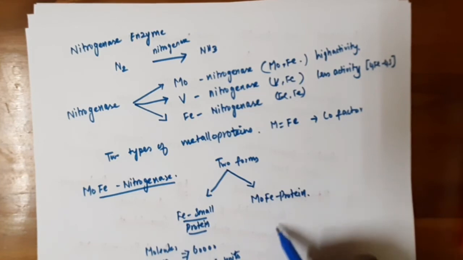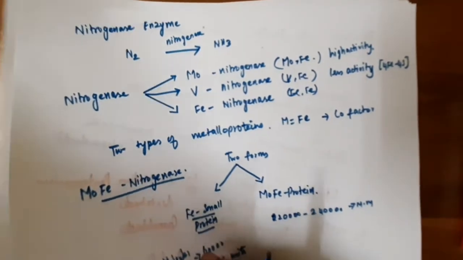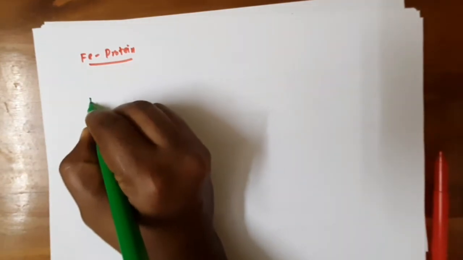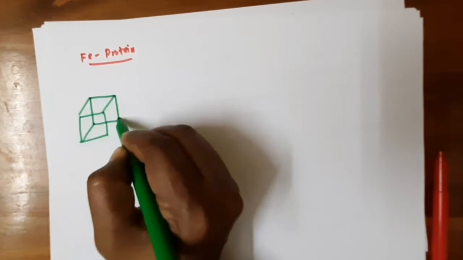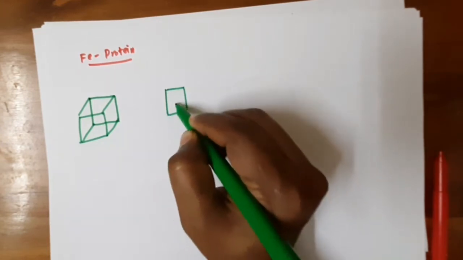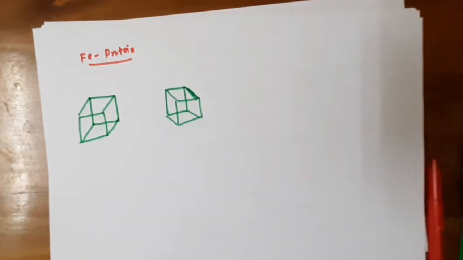And if you see the molybdenum iron protein, the molecular mass is around 220,000 to 240,000 units. Let's see the structure of the molybdenum iron protein. First, the small protein, the iron protein. The 2 Fe4S4 units here.